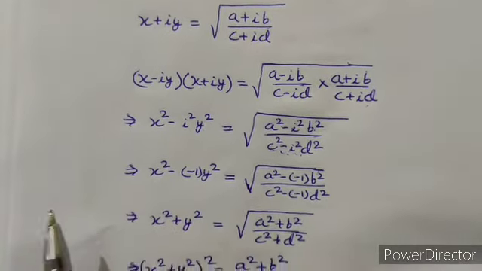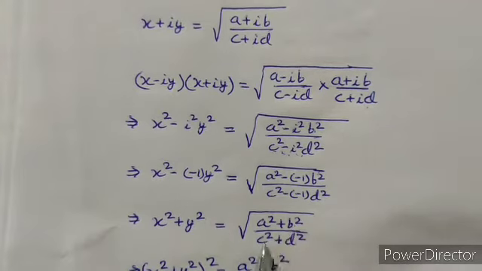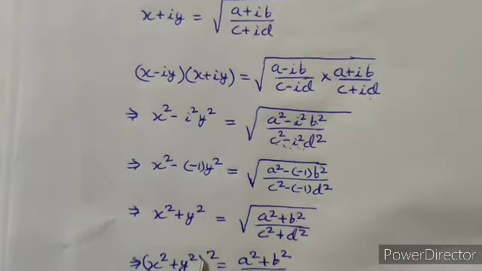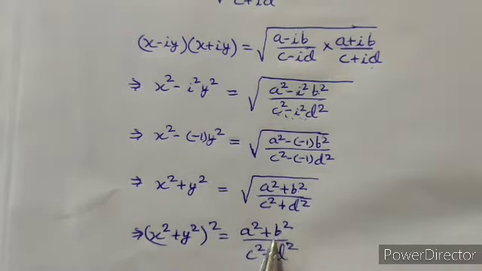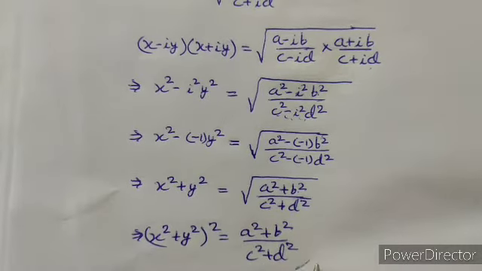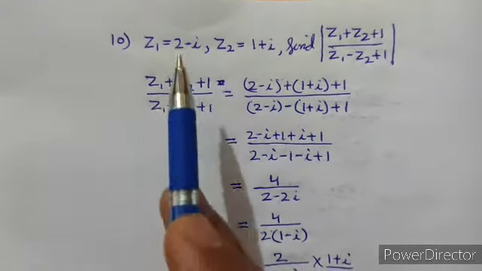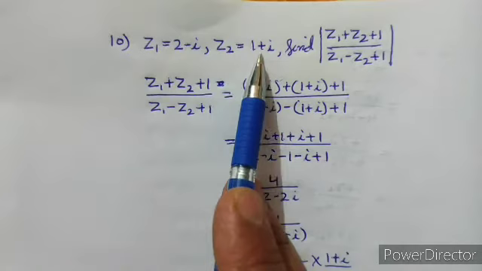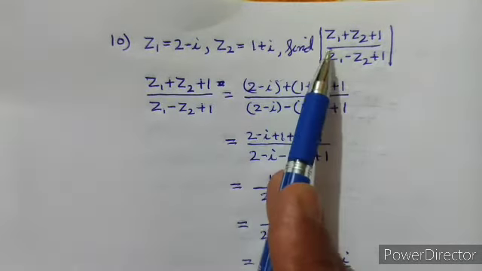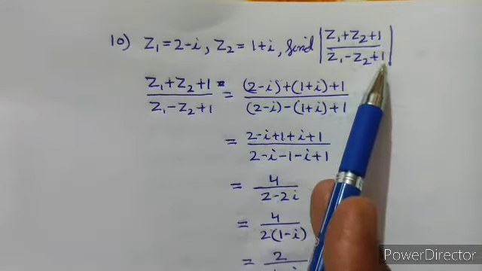So this will give us x square plus y square equal to root of a square plus b square upon c square plus d square. And on squaring both sides, it will be x square plus y square whole square equal to a square plus b square upon c square plus d square, which we had to prove. Now in question number 10, z1 is equal to 2 minus i and z2 is equal to 1 plus i. We have to find the value of modulus of z1 plus z2 plus 1 upon z1 minus z2 plus 1.